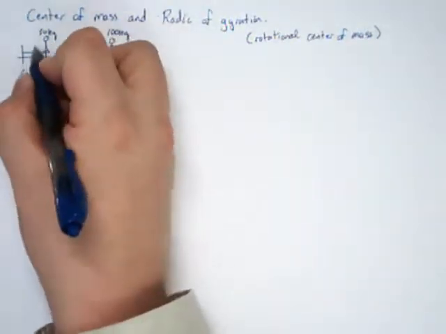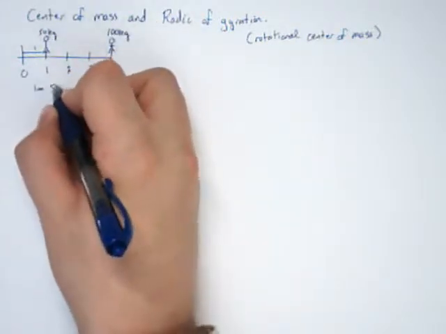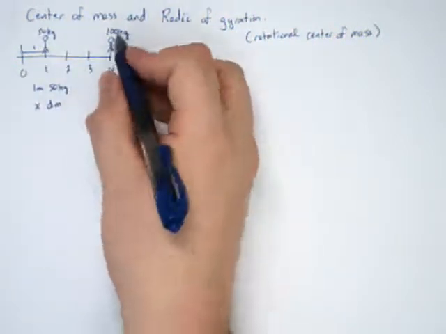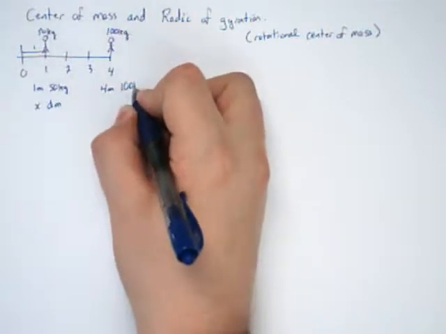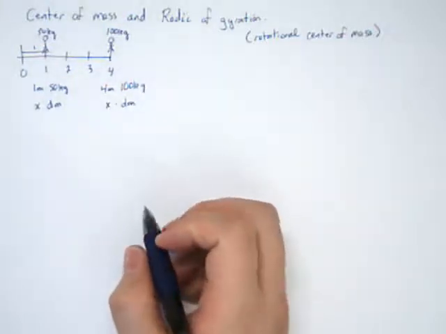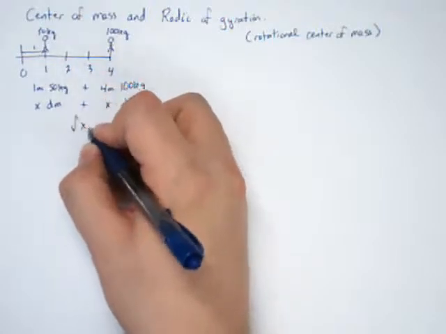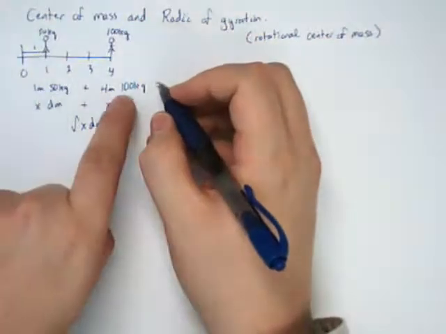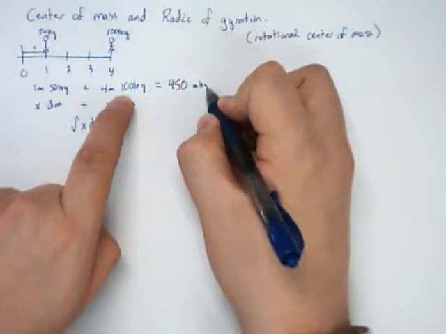So this distance is 1 meter. I've got somebody 1 meter out who weighs 50 kilograms. You can think of it as an x distance times a little bit of mass. This person is 4 units out, and they weigh 100 kilograms. So I can think of that as an x distance times a little bit of mass. If I add these up, which would be like adding up the x's times little bits of mass, then over here I get 50 plus 400, which is 450 meter kilograms.